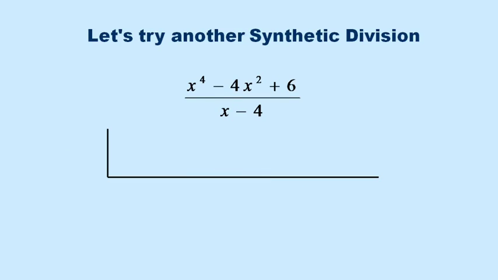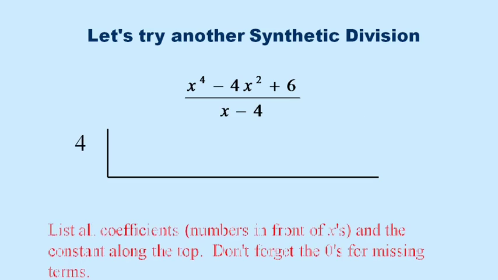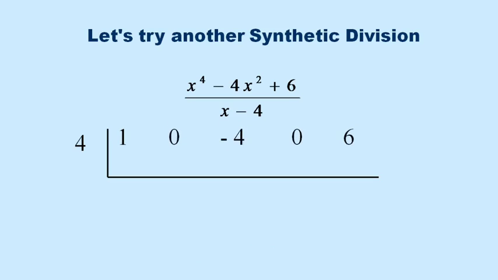Let us try another synthetic division. Same procedure. We will equate our divisor equals to 0. So x is 4. Now we can write 4 to the left side of this box or the table. Then we will take out all the coefficients. As you can see here, some coefficients are missing.